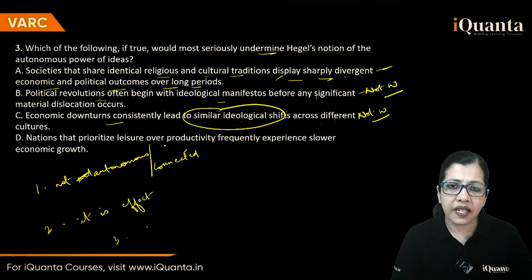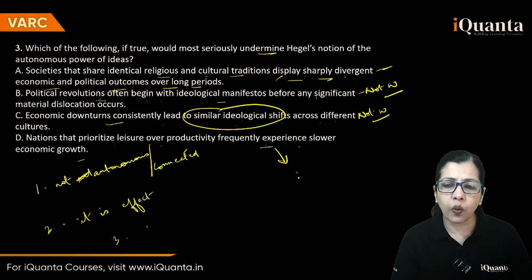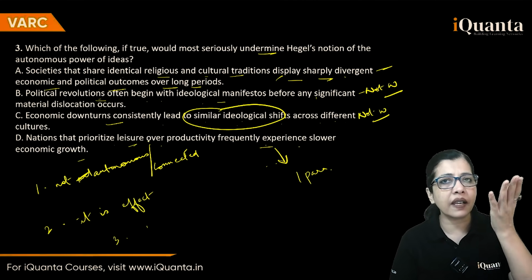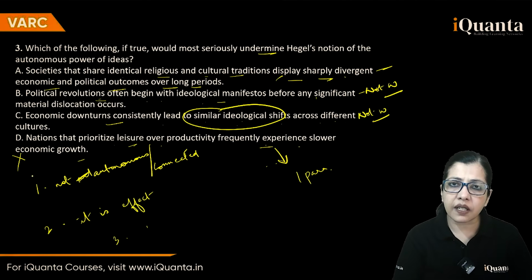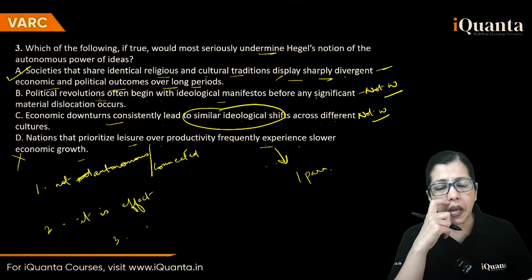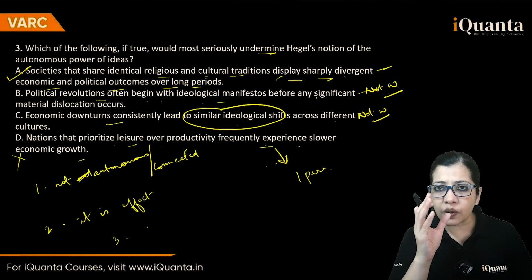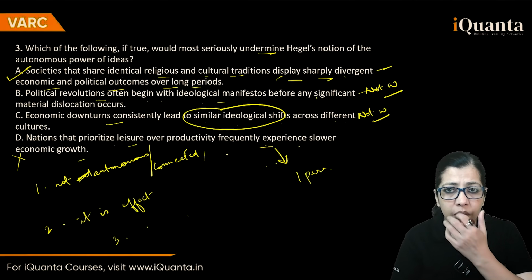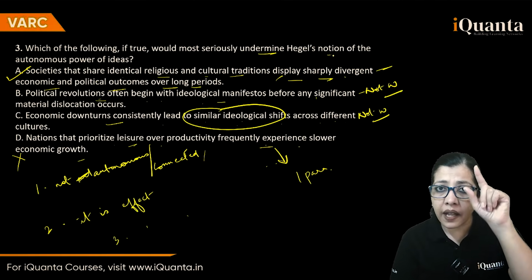Nations that prioritize leisure over productivity frequently experience slower... This is connected to one para. This is not the overall claim of Hegel. This is connected to the leisure part, if you remember, Catholic and Protestant. So this is eliminated. This is left. This is your answer. Hope you understood the elimination in this case, guys. Hope you understood the technique that I gave you here. First you read it. The claim is not given here.